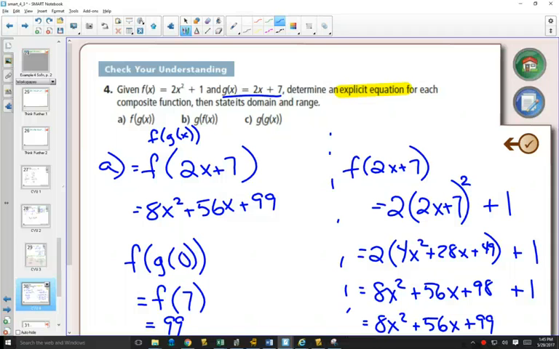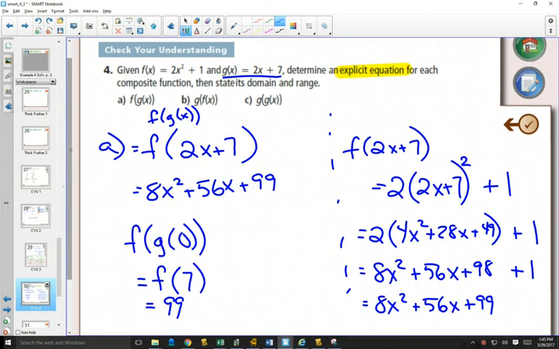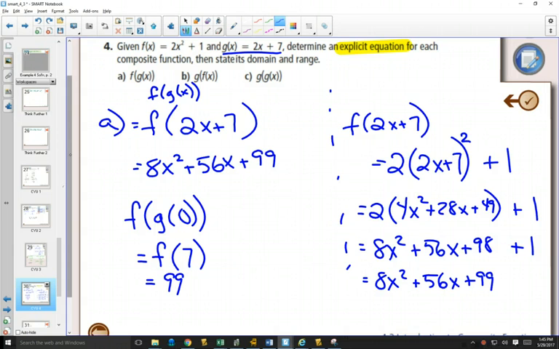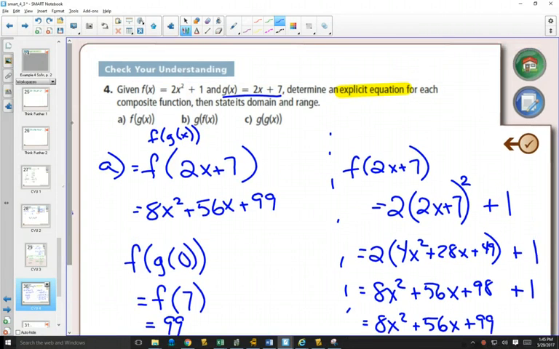So in part B, we want to find g of f of x. What's that? Oh yeah, we still state the domain and range. The nice thing about the explicit equation is that it's not always easy to see what the domain and range is until you find the explicit equation. And in this case, our explicit equation isn't that nice to find domain and range from either, the way that it's written.